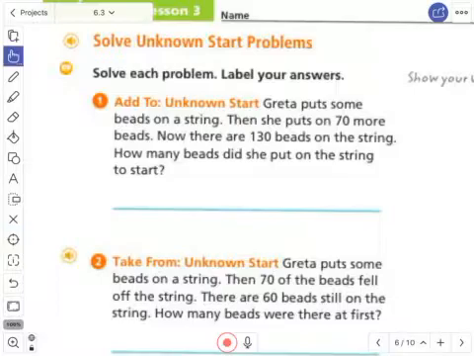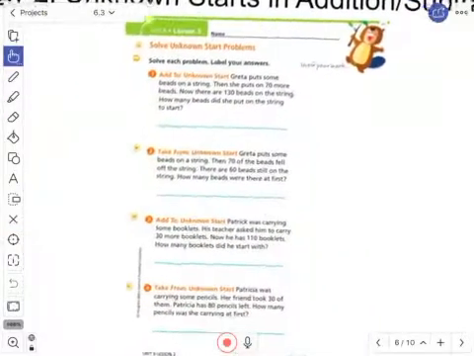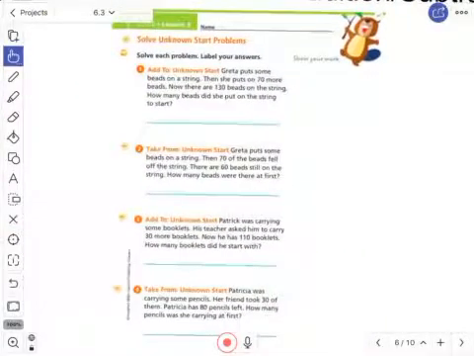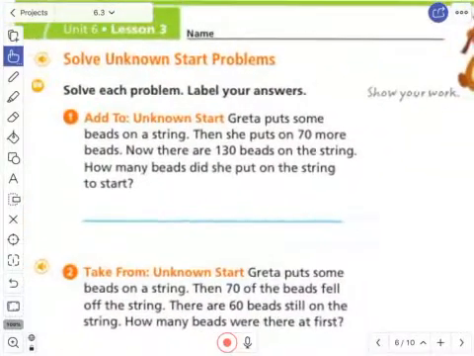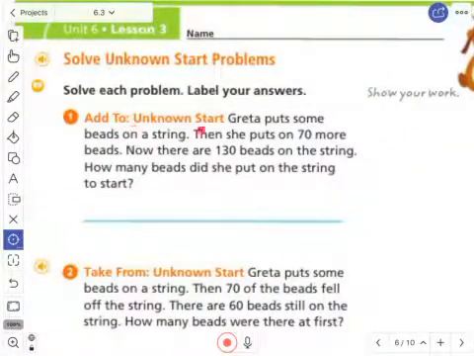Now, I am going to show you how to do number one. I'm going to kind of talk through it, and I'll let you listen to all of my thinking, but then you are going to be finishing number 2, 3, and 4 by yourself. But here's number one. Add to unknown start. So this kind of problem is you don't really know how it starts, but you're adding to it. Doesn't mean that it's going to be an addition problem. You might solve it in a different way, but there's a lot of different ways to solve this problem.